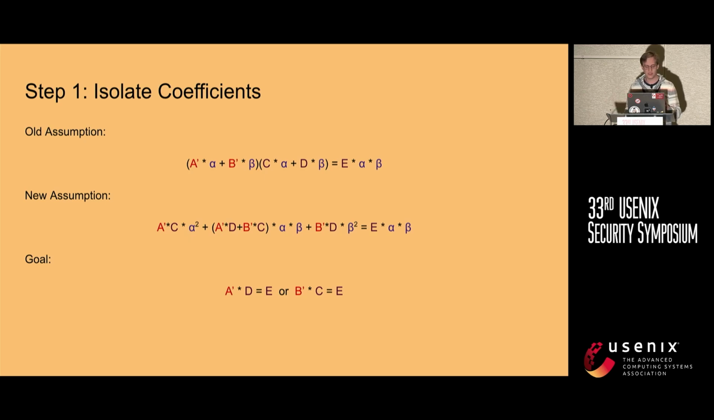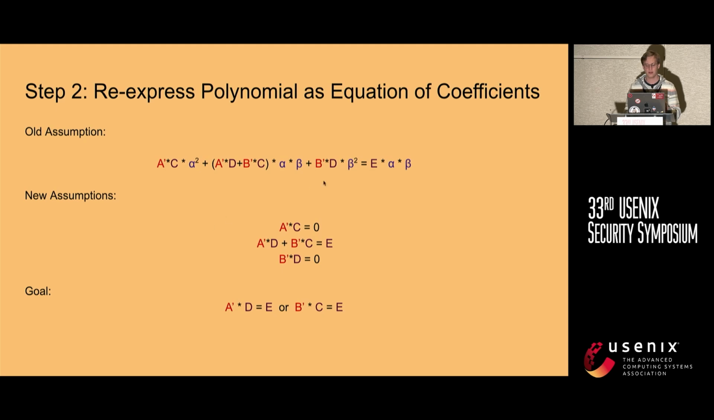The next operation we can do is compare like sides. So here, for example, the alpha beta coefficient of the left-hand side of the polynomial is alpha prime times D plus beta prime times C. And on the right-hand side, the coefficient of alpha beta is E. And that gives us this second equation here, which is basically just to say that if these 2 polynomials are equal, then their coefficients should be equal. And so that allows us to pop out of this polynomial form.